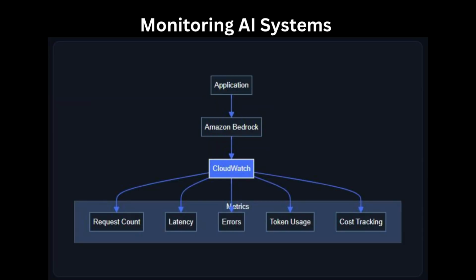Monitoring. AI systems monitoring is handled using Amazon CloudWatch. Key metrics include request count, latency, errors, and token usage. Token tracking is essential for cost management. Monitoring allows teams to debug issues, optimize performance, and control costs through alerts and metrics.